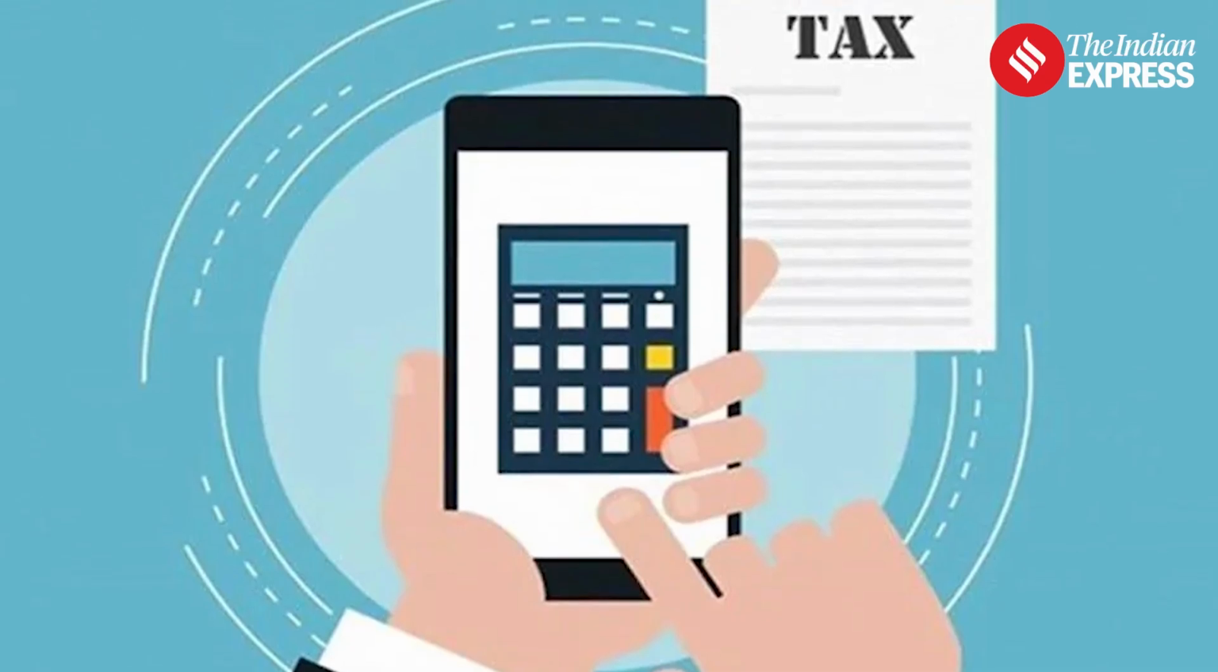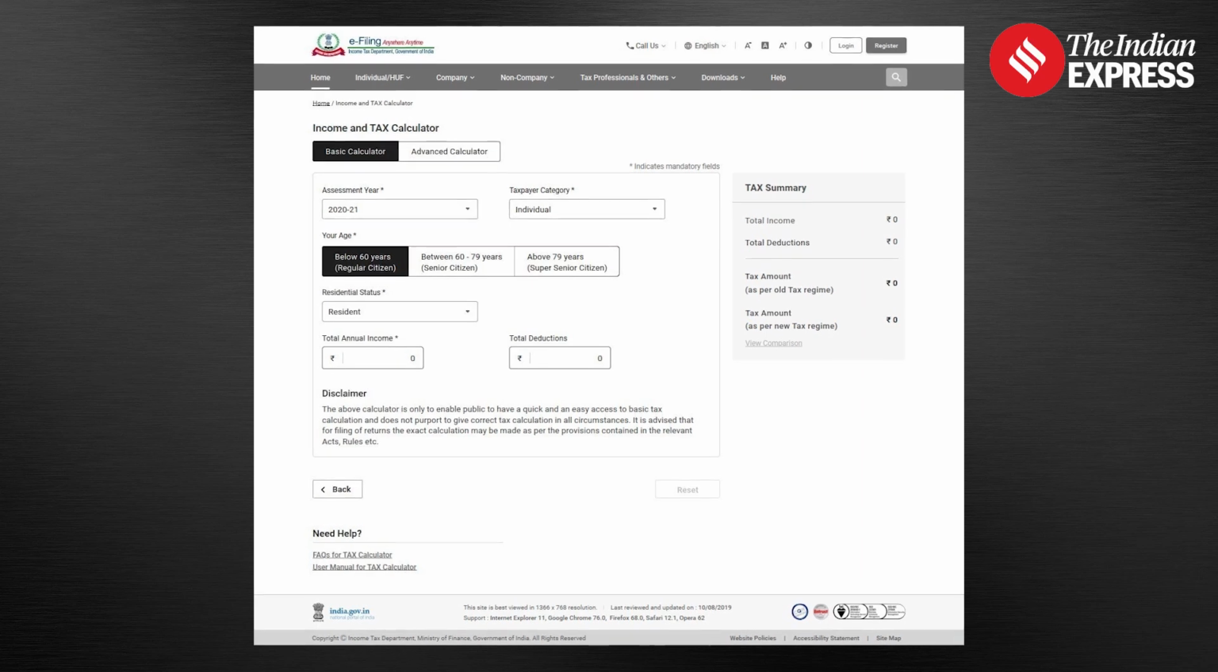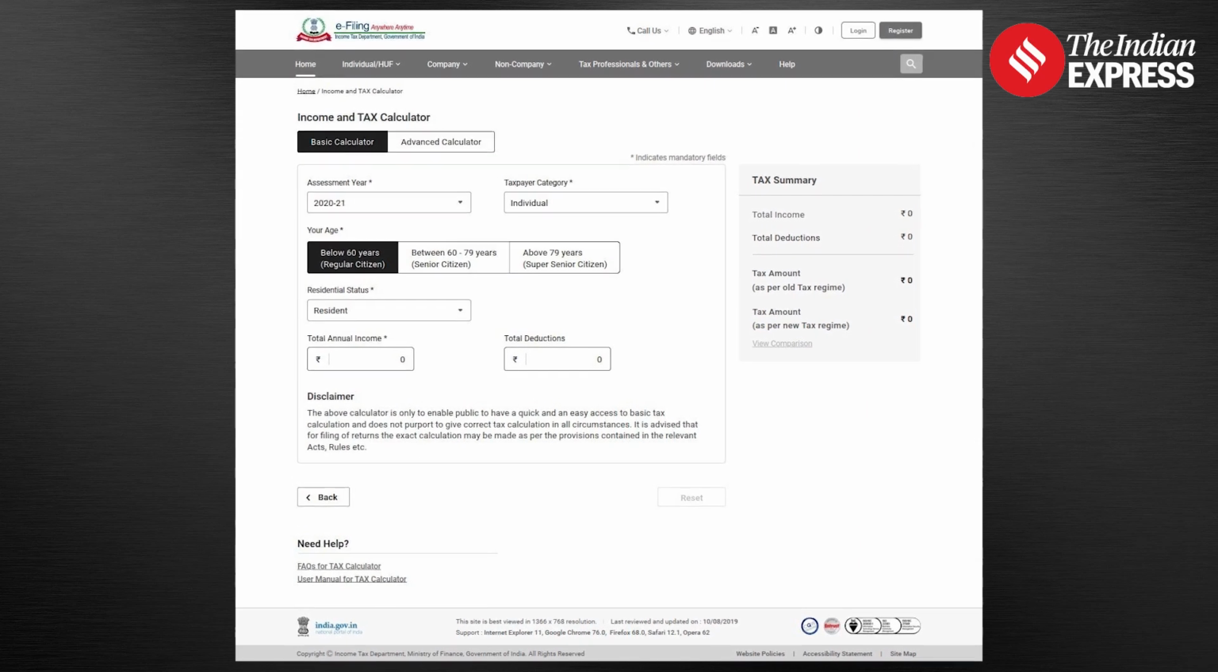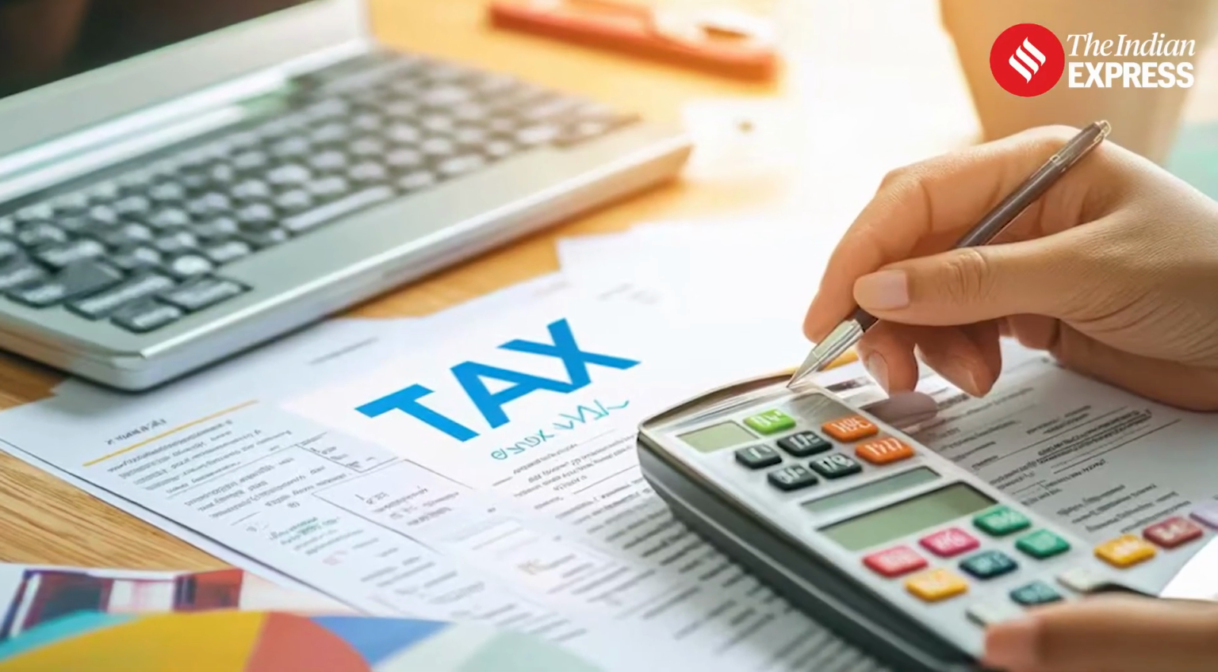Use an online tax calculator. The Income Tax Department's official website provides a tax calculator to help you compare tax liabilities under both regimes. Make an informed decision. Choose the regime that results in the lowest tax liability. And lastly, file your ITR with the chosen regime.